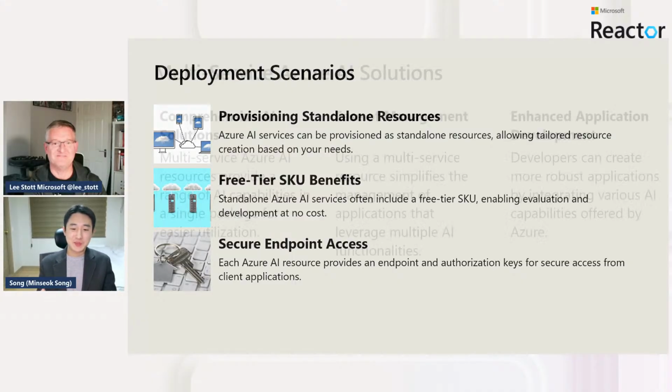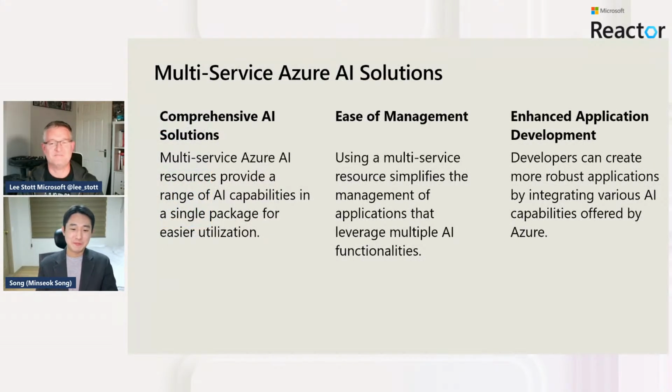Okay, now let's talk about multi-service Azure AI solutions. These are especially useful when your application needs to use several AI capabilities like language, vision, and speech together. Instead of setting up and maintaining each service separately, you can provision them as a single unified resource. This makes it much easier to manage, monitor, and scale your AI solutions. It also allows for faster development because all the services are tightly integrated and ready to use together. No need for extra configuration.